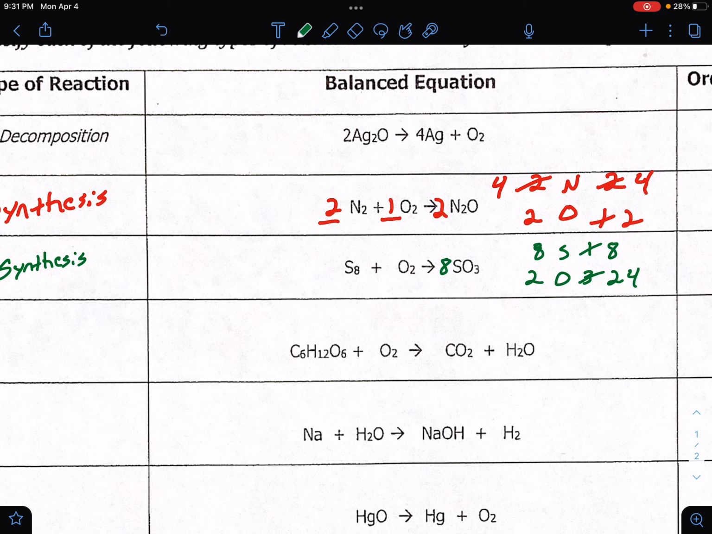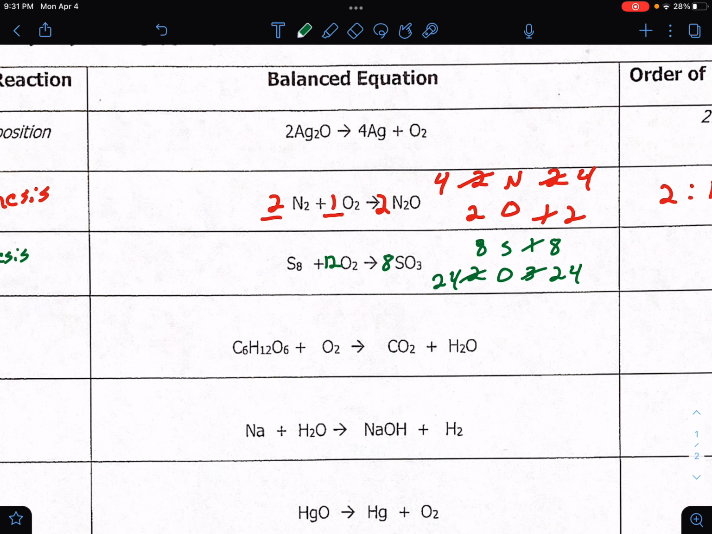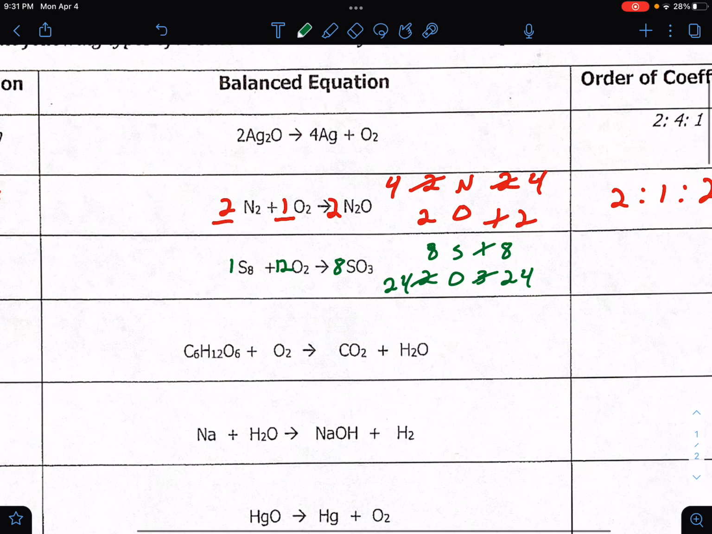So I need to fix my oxygens. I have 2 on the left, so I need to get to 24. I'm going to put a 12 in front of this. Now this fixes it to 24, and now my numbers match, so this is all done. For my order of coefficients, if there's nothing in front of the S8, that's like an imaginary 1. So my order of coefficients would be 1, 12, and then 8.